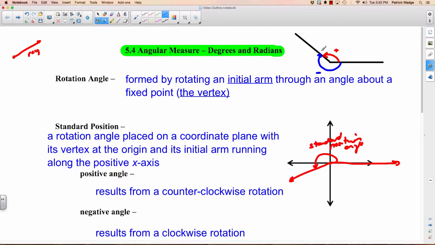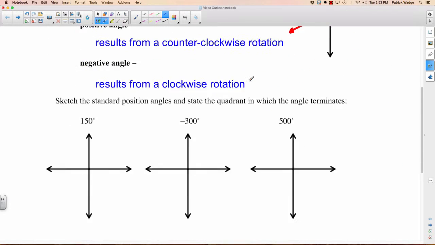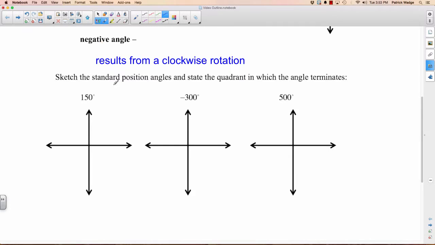Okay, positive if you go counterclockwise, negative if you go clockwise. So what we're going to do is sketch some angles here. 150 degrees, and it's a standard position angle. Plus we have to state the quadrant in which the angle terminates. In other words, where's the terminal arm?